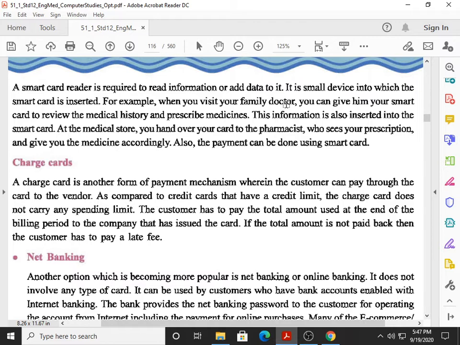And the same card can be used for payment purposes also. So payment can be done using the same card. Imagine how one card will solve all your purposes. And that is why smart cards become popular day by day.